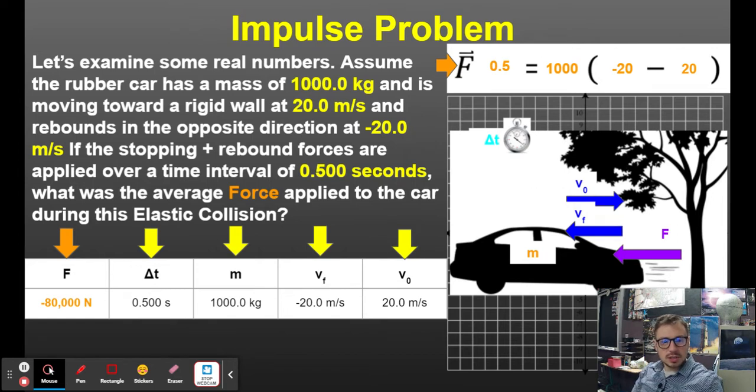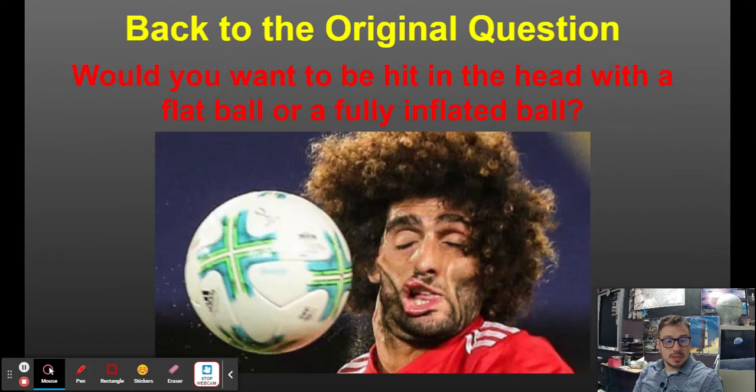That's why cars aren't made out of rubber to bounce off objects, because you just want one impulse to slow it down. You don't want to slow it down but then rebound it, because that's going to be a larger change in velocity, which means that there's going to be a larger impulse applied. So would you want to be hit in the head with a flat ball or a fully inflated ball? The fully inflated ball is going to bounce and the flat ball won't.